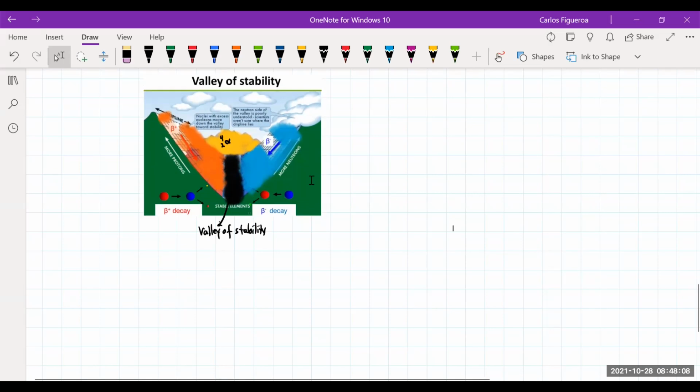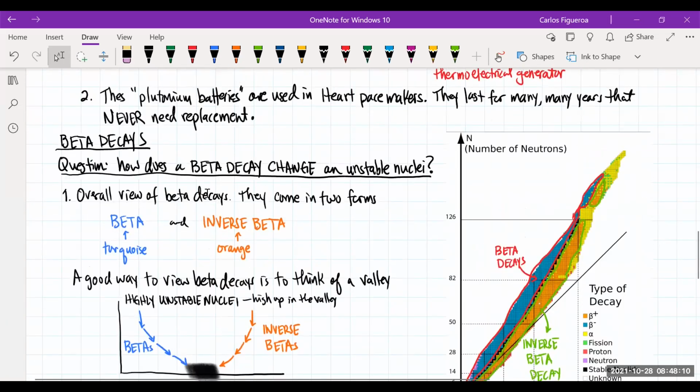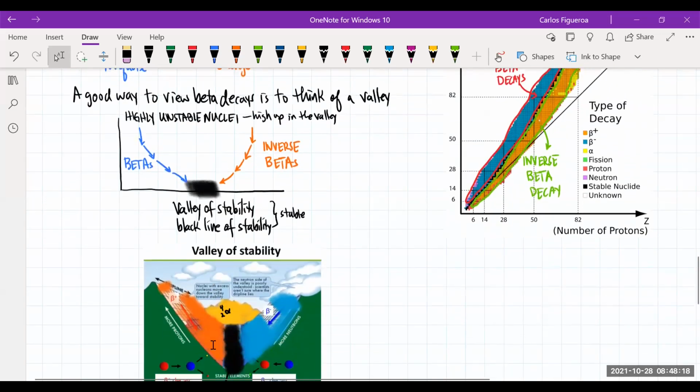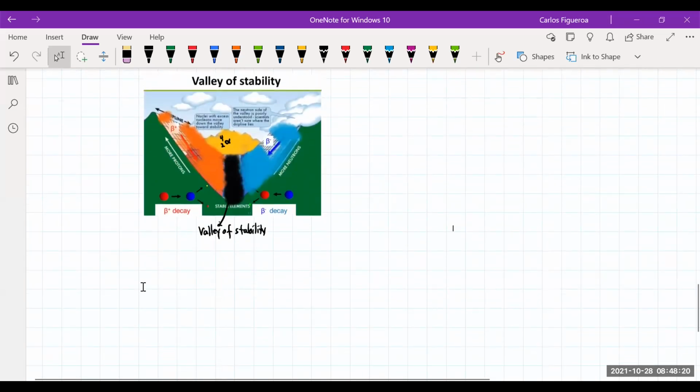So we started with the overview of what beta decays do. They're high up on the walls of the valley and they're decaying down towards the valley of stability here. I love this way of looking at it. I think it's very intuitive and they follow very specific processes.